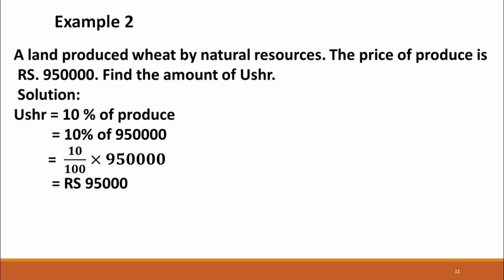So in this problem, you see here, the land produces wheat, and the price of produce is ₹95,000. To find the amount of ushr, it is 10% of the produce. So 10% of 95,000 means 10 divided by 100 multiplied by the total. After simplification, we obtain the amount of ushr for this total amount of 95,000 rupees.